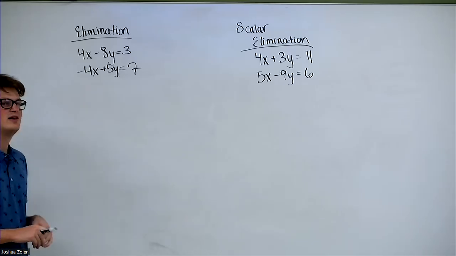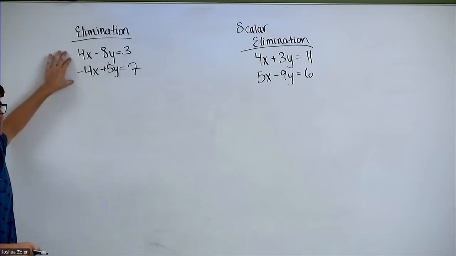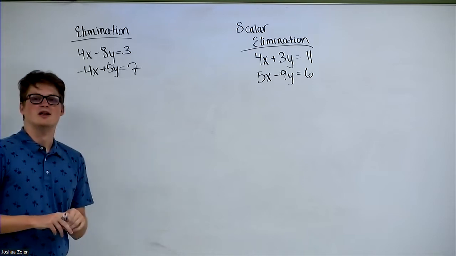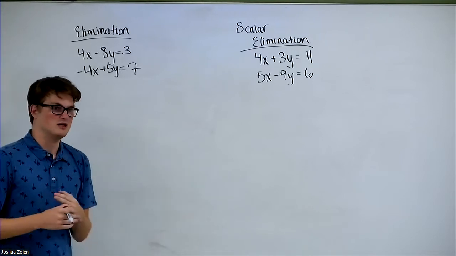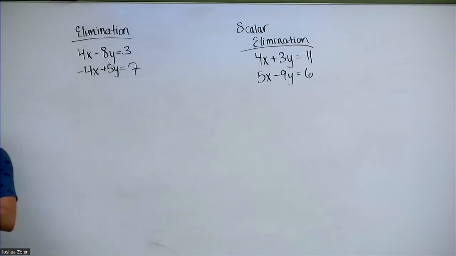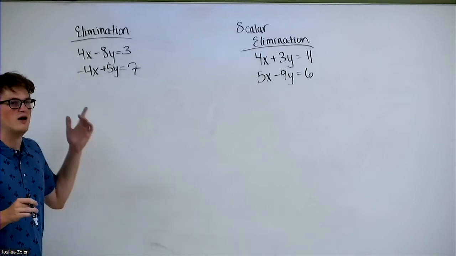Okay, in our last lesson, we looked at using substitution as a method of solving our system of equations. In this lesson, we're going to use elimination. And the whole purpose of elimination is to eliminate one of our variables, because solving an equation with one variable is a lot easier than solving an equation with two variables. So how do we do that?